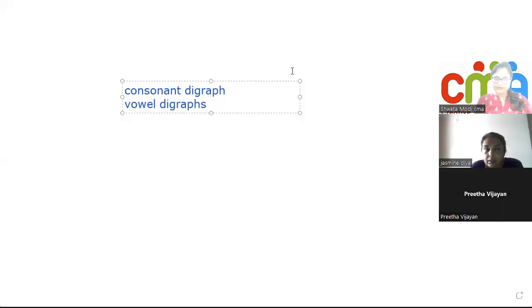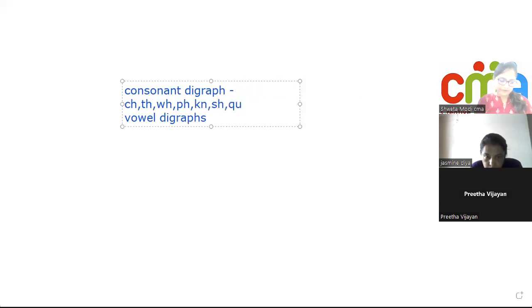So then consonant digraphs are CH. Can you give examples? TH, even WH, SH, PH, also CK, QU, NG, GH. All these are consonant digraphs.